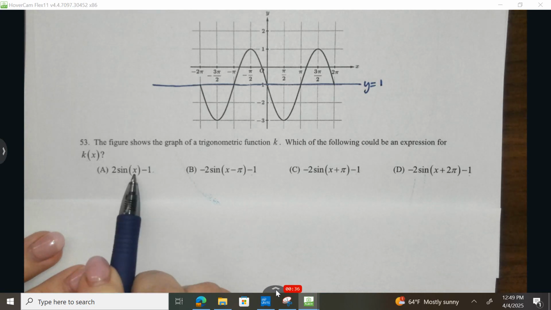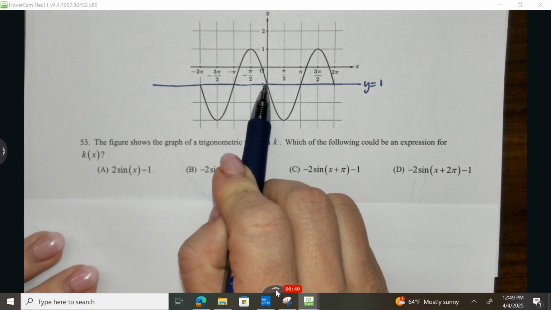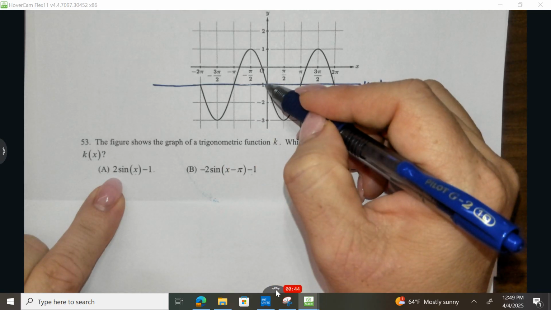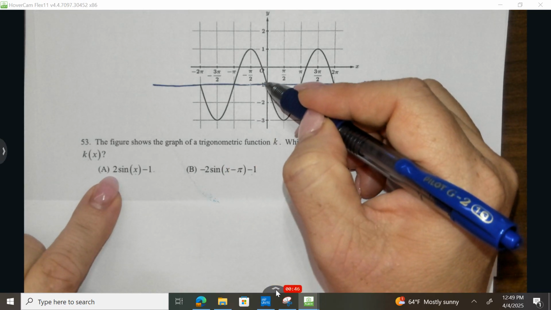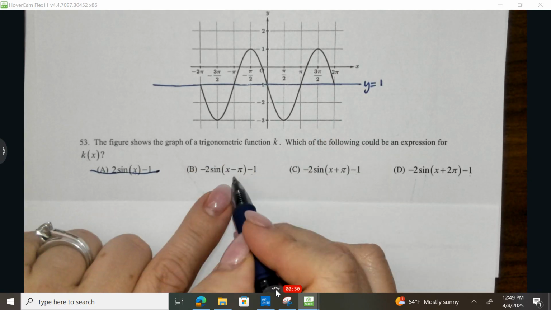So this says that we'd have no shift. So this would be my point. I'm not shifting it left or right. And I've dropped it down 1, and then this says the amplitude would be 2, and it's positive, so it would go all the way up 2. That's not happening. I can cross that out.